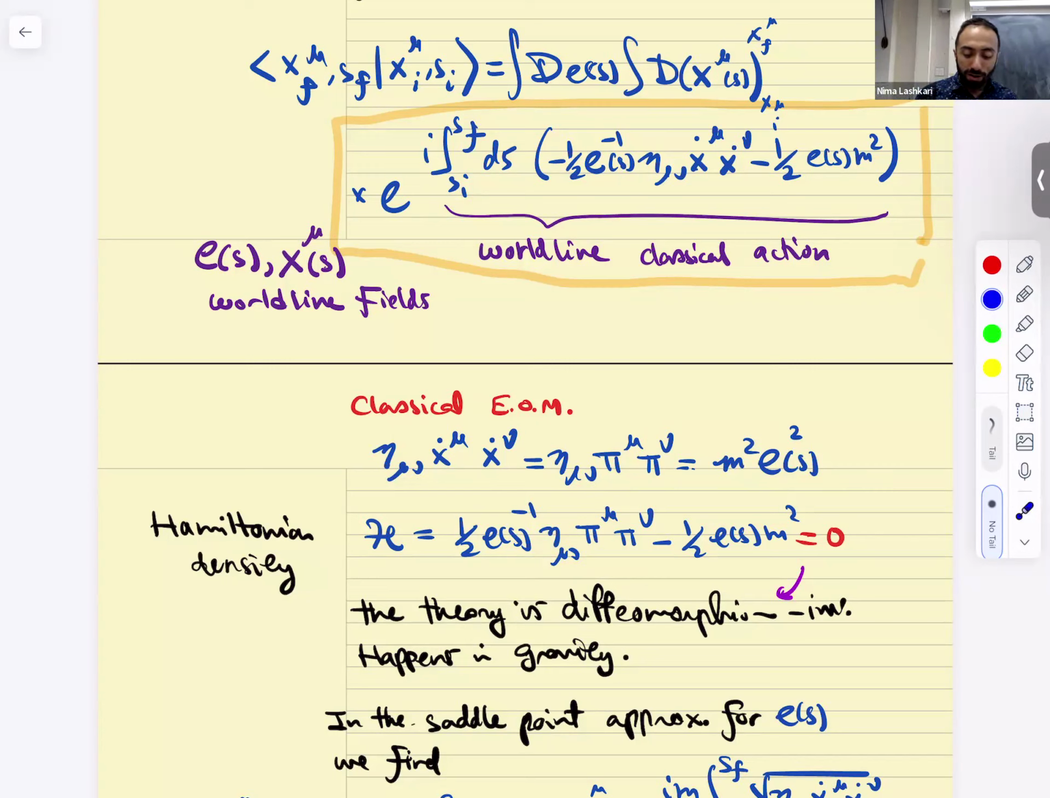If you evaluate the Hamiltonian density on shell, on the solution to this equation of motion, the Hamiltonian density is 0. This is a sign of a diffeomorphism invariant theory. This happens in gravity in higher dimensions as well. It's a constraint. It's not a dynamical field.